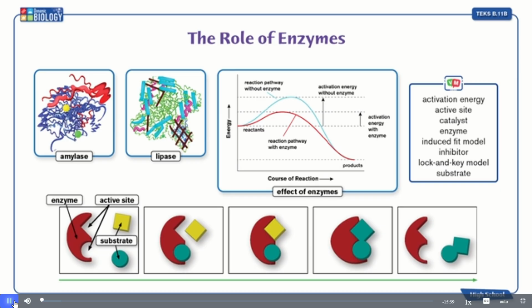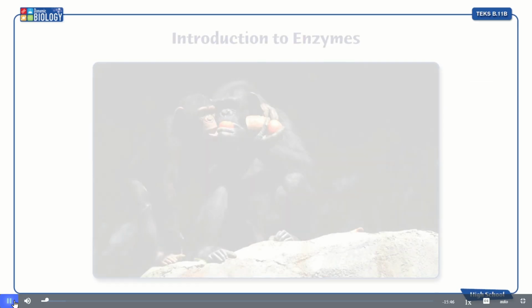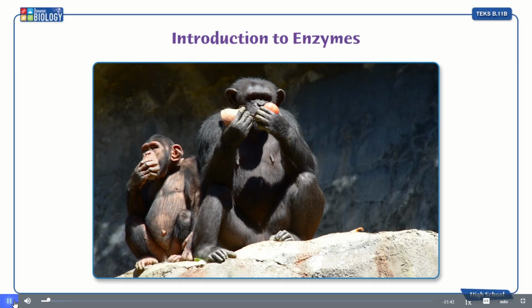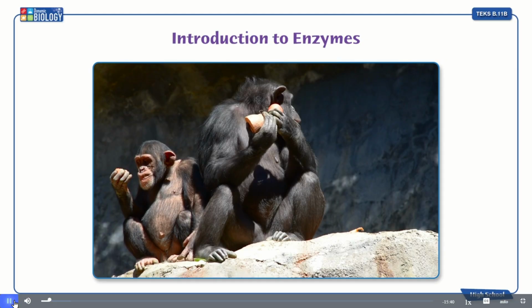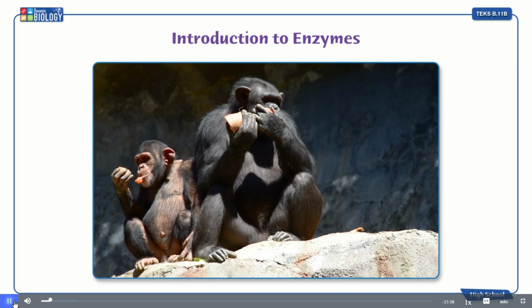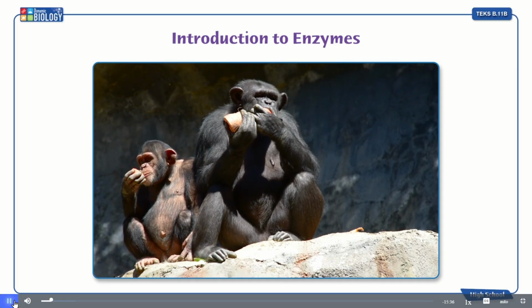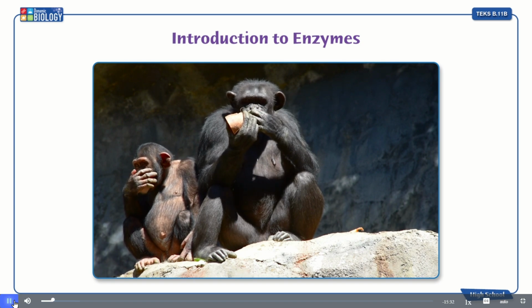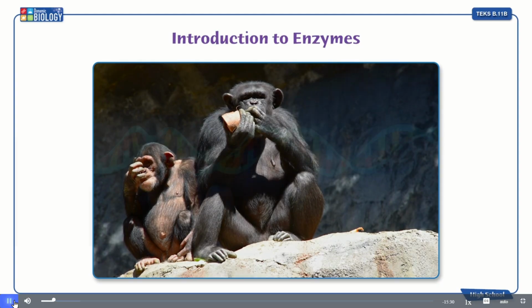In this lesson, we will review TEKS B.11B. Investigate and explain the role of enzymes in facilitating cellular processes. These chimpanzees are having an afternoon snack. To make use of the nutrients in the fruit, the chimpanzees' digestive systems must break the fruit down into tiny particles. That job is handled by enzymes.